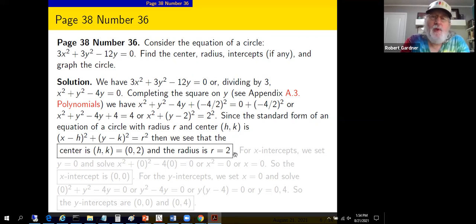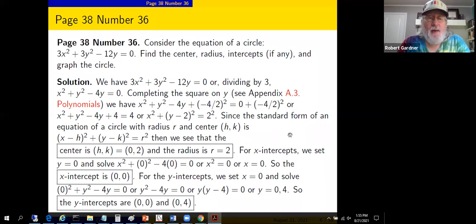R equals 2. Knowing r squared is 4 introduces the possibility that r might be negative 2. But remember, the radius is never negative. So we always take positive square roots in this stuff. The radius is 2. So they wanted the center and radius. There it is. They want the intercepts.